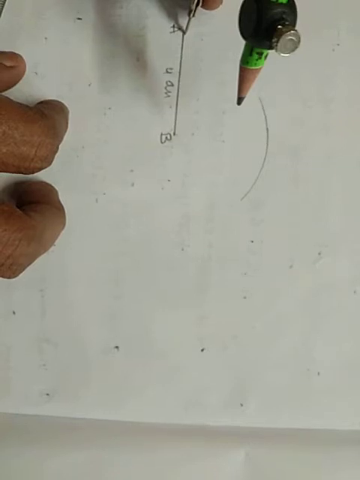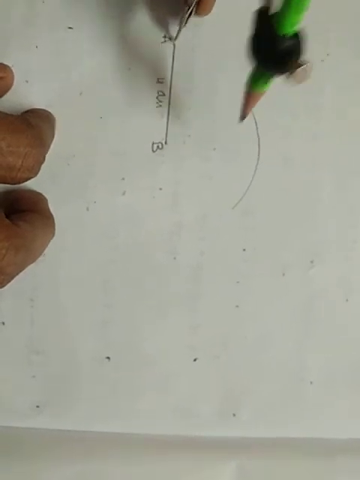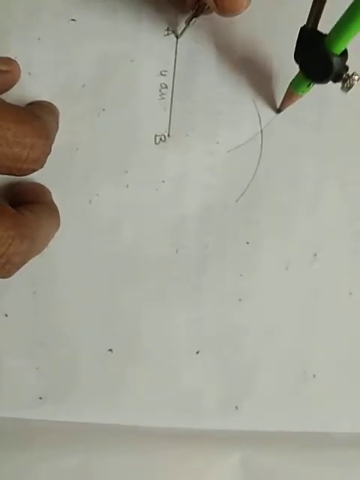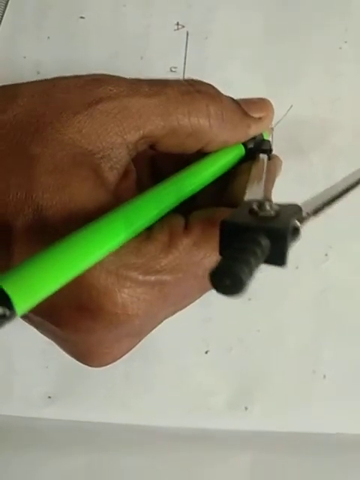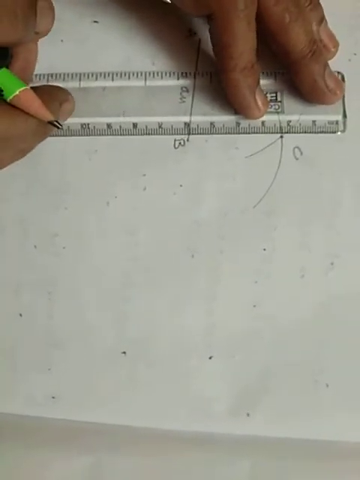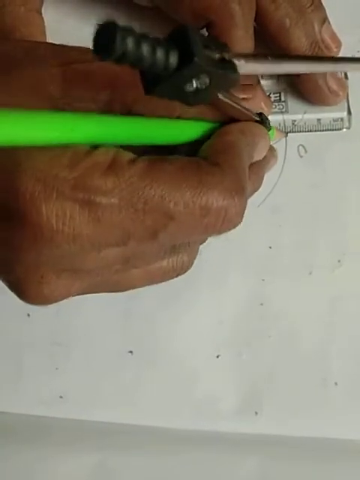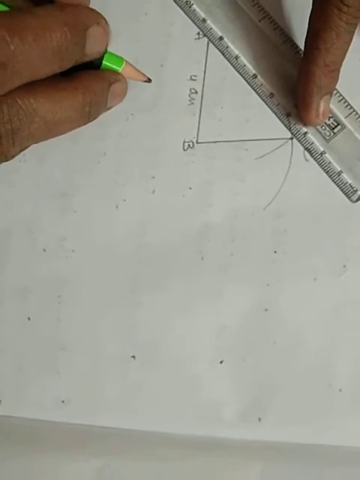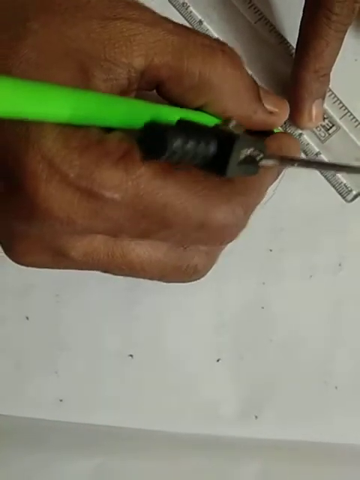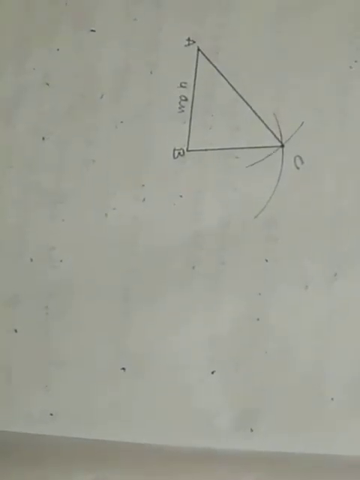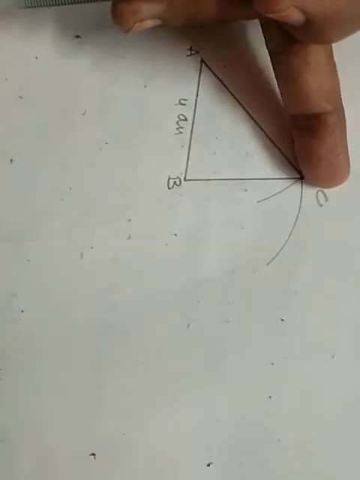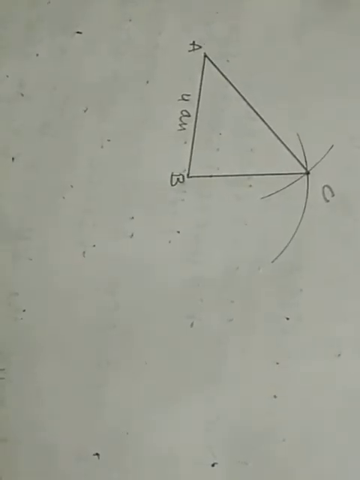So taking A as center and with radius 5 centimeters, draw an arc. Okay, and these two arcs meet at point C. This is C. Join BC and join AC also. Okay, so we get a triangle ABC, but we need to construct a quadrilateral.